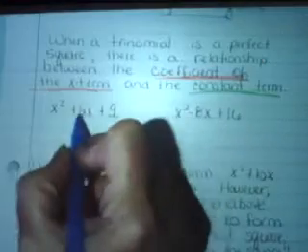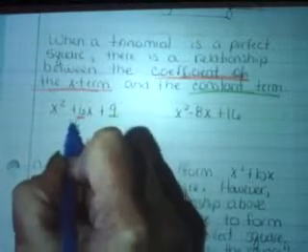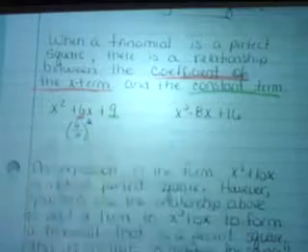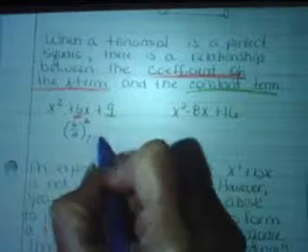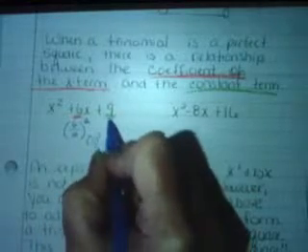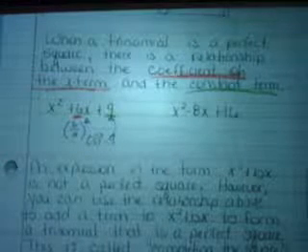That relationship is you're going to take the coefficient of the x term, which is 6, divide it by 2, and then square it. 6 divided by 2 is 3. If we square that, we get 9, which is our constant. Okay, that's a perfect square trinomial.